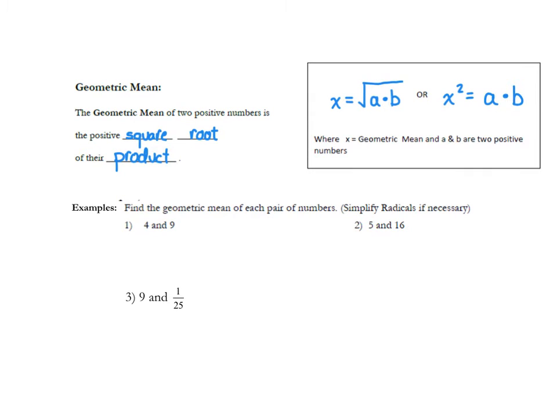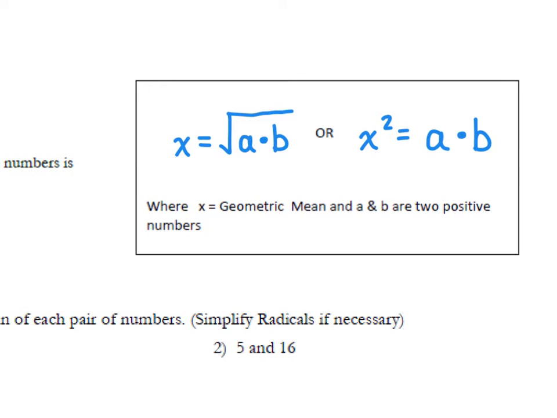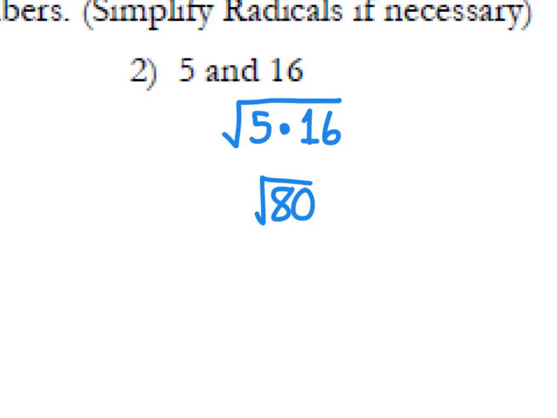Okay, quick last word here about the geometric mean. The geometric mean of two positive numbers is the positive square root of their product. So as you see in this little box over here, that's going to be x is equal to the square root of a times b, or x squared is equal to a times b, where a and b are positive numbers.